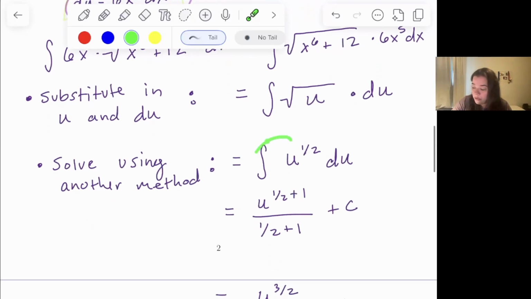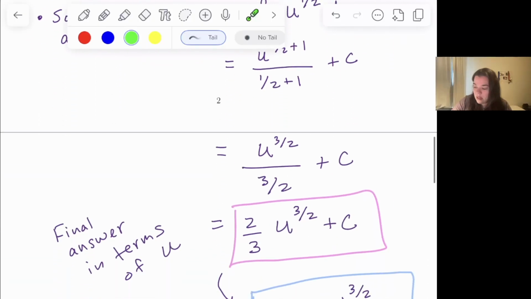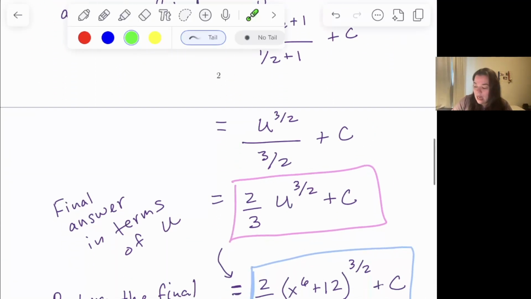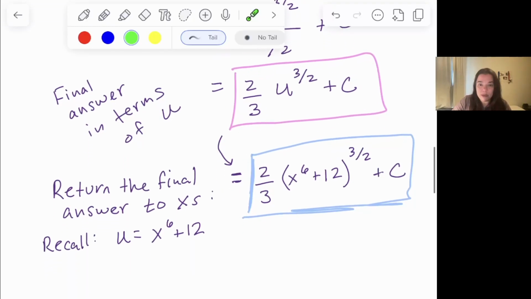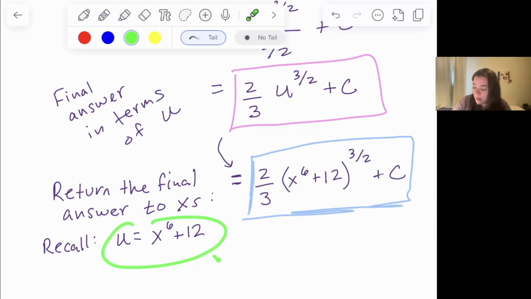I rewrote just to do some housekeeping. And then from here I realized, oh, I can just use a power rule to integrate this. So I integrated in terms of u. I cleaned it up a little bit. And then I put my x's back for my u's. Since u was just a placeholder for what it represented, I returned my u in terms of x's.